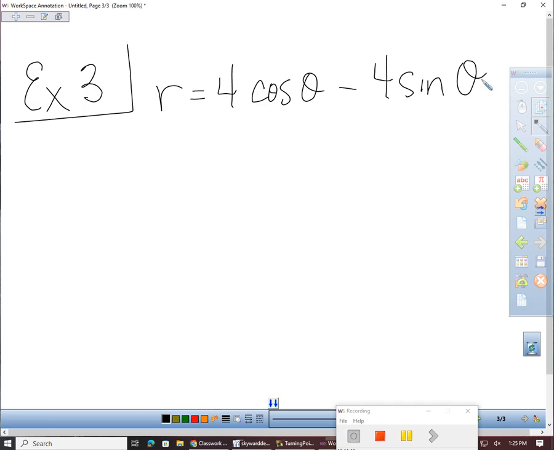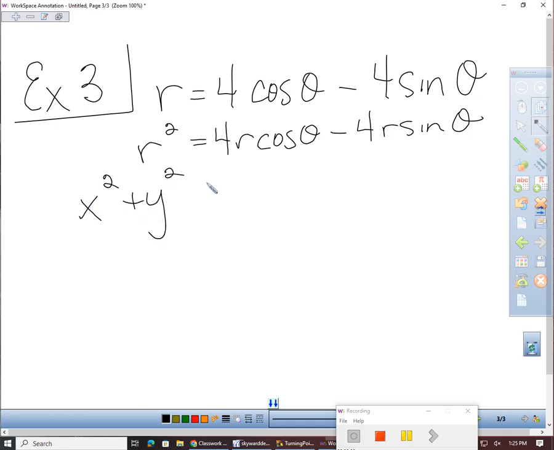All right, so on this one, the first thing I'm going to do is multiply both sides by r, because these are regular trig functions. So on this side, I'm going to have r squared. On this side, I'm going to distribute my r to everything, so I have 4r cosine theta minus 4r sine theta. Now I can switch out my r squared for x squared plus y squared. Over here, I can switch out my r cosine theta for an x, and my r sine theta for a y.